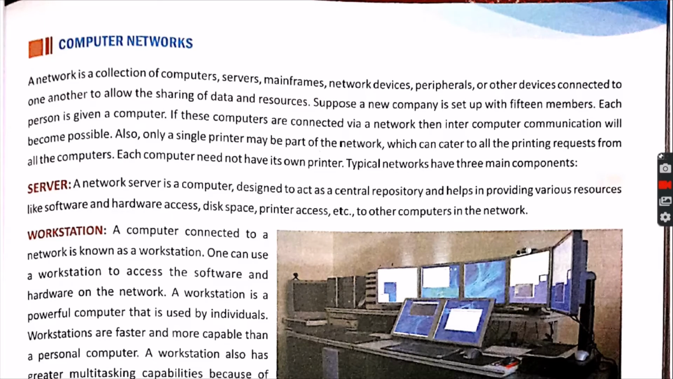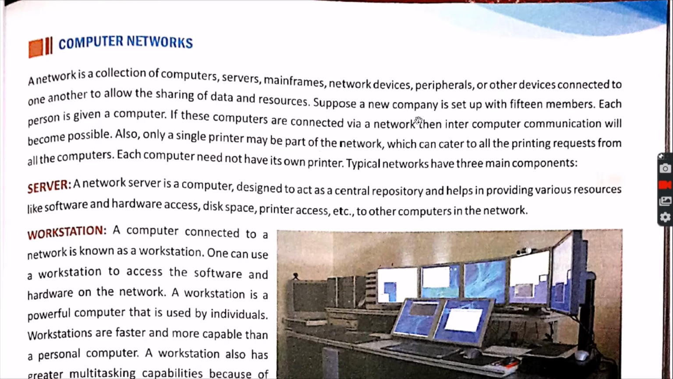So, and other devices, whatever devices you may have, get connected to one another, and this connection, either of devices or of two or more computers, for the purpose of sharing information and resources, you can see here data and resources, is known as a computer network. So this is the definition, you can remember it.